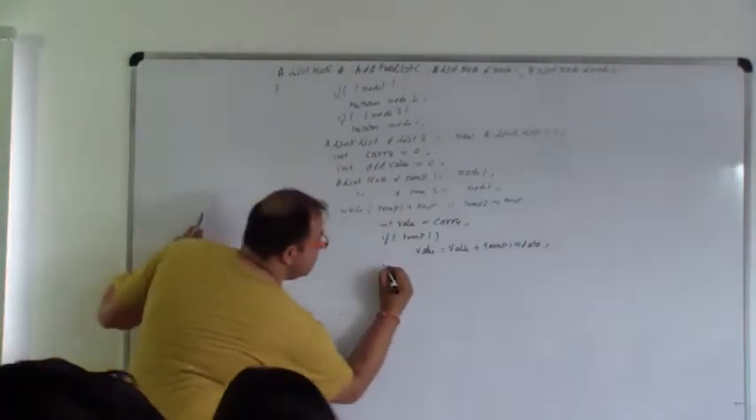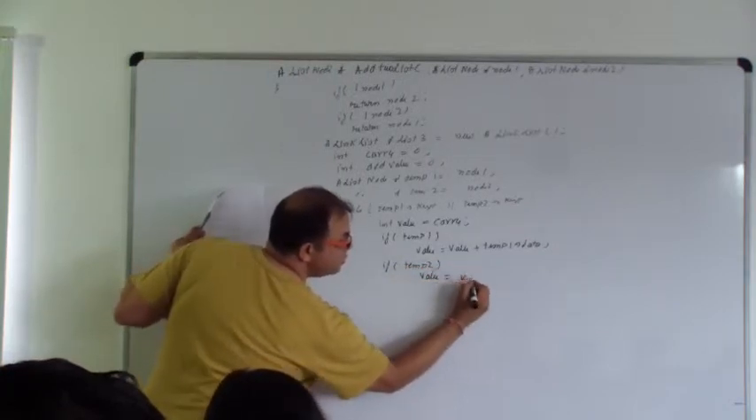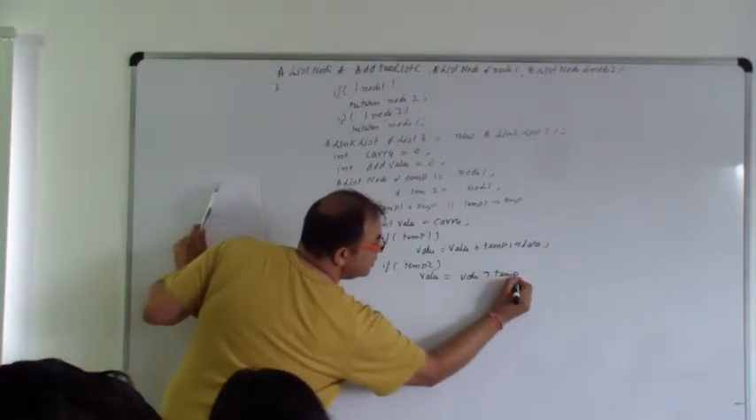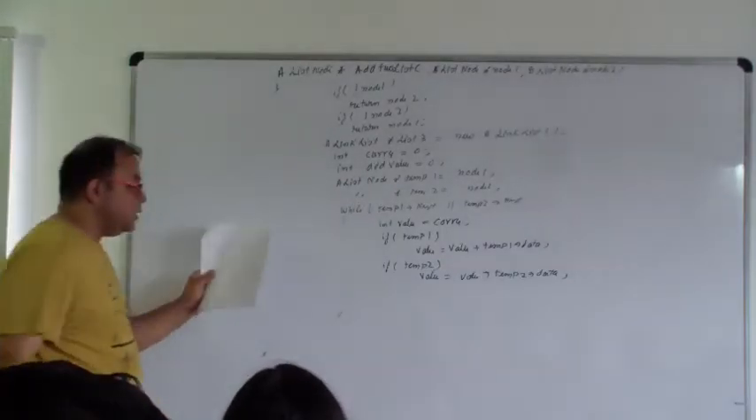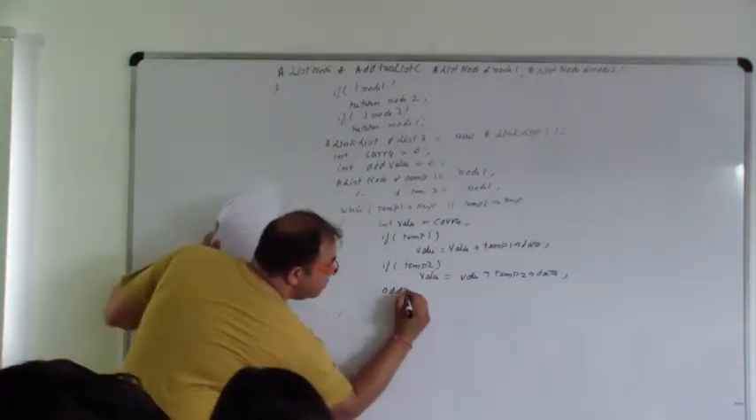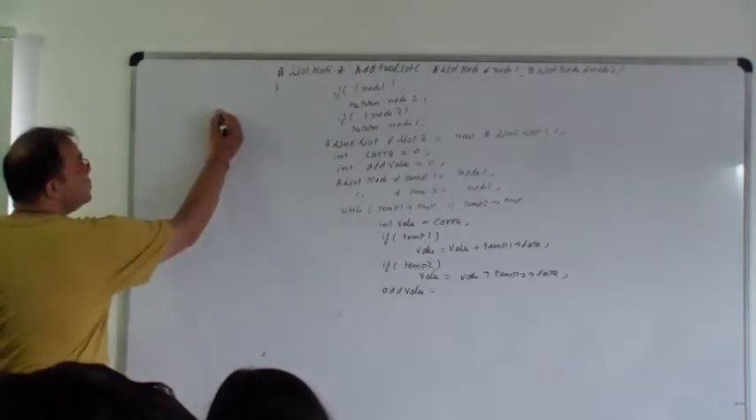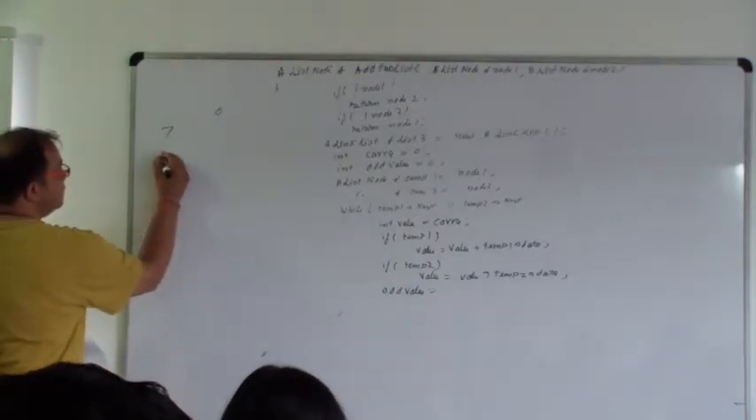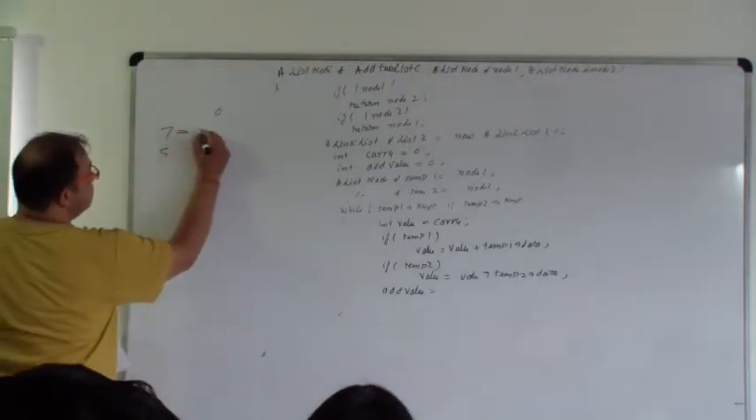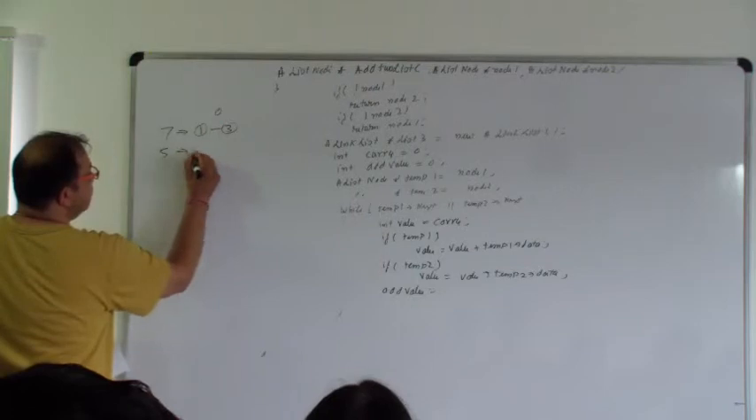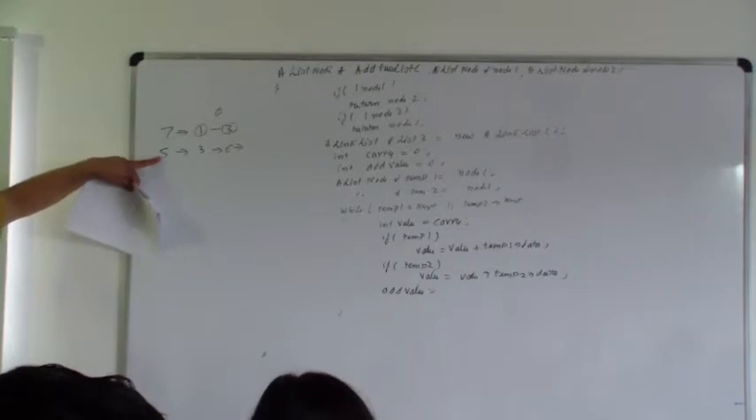If temp 2 exists, then value is equal to value plus temp 2 arrow data. And we will say add value is equal to... So initially, let's say the value was 0. There was, let's say, 7 1 3 and 5 3 6 or something, right? So we have to add 7 and 5.